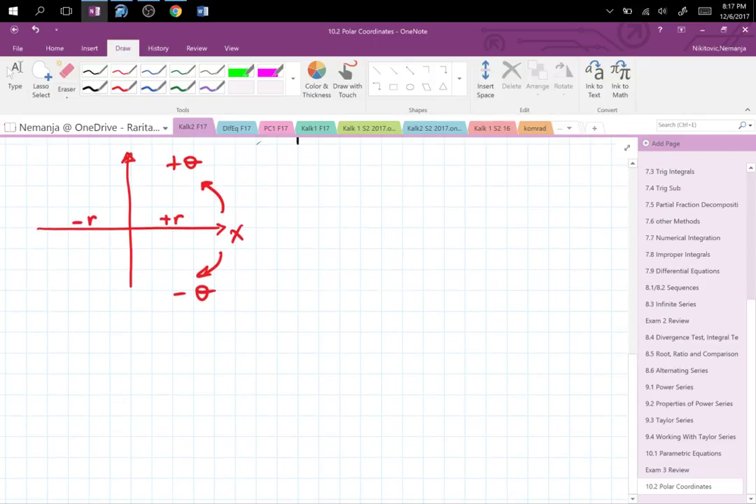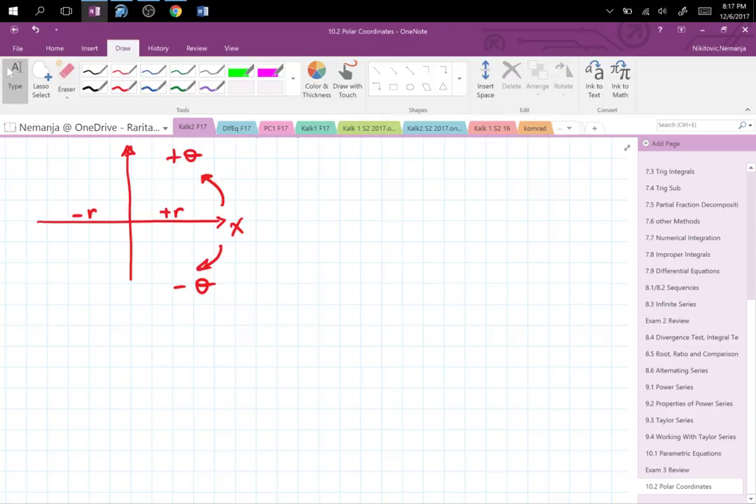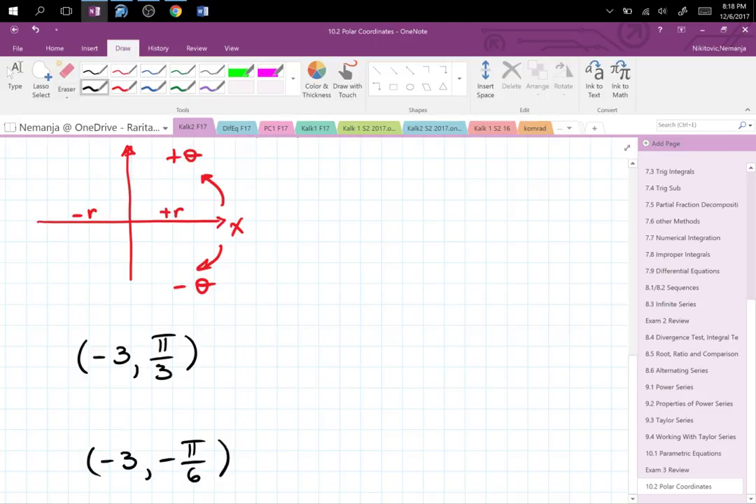All right, so just as a practice, I'll leave this so you can see the diagram. I'm going to ask you to graph 2 points on 2 separate planes. So first point is going to be -3 and pi over 3. And the second point for the second plane, -3 and negative pi over 6. So draw those.